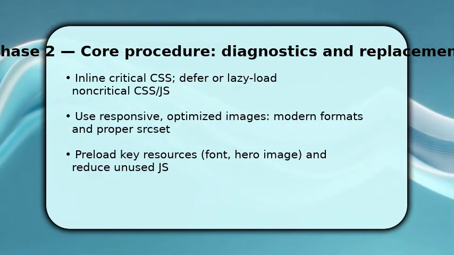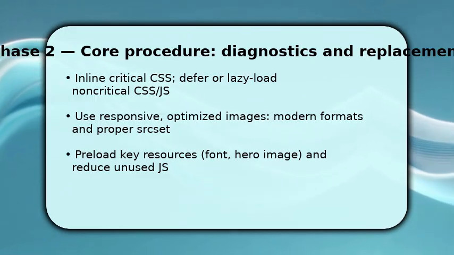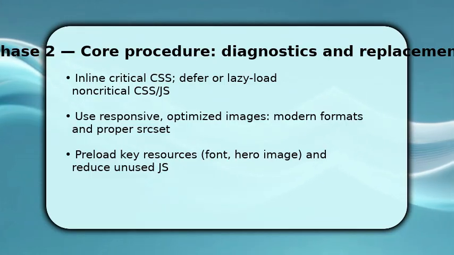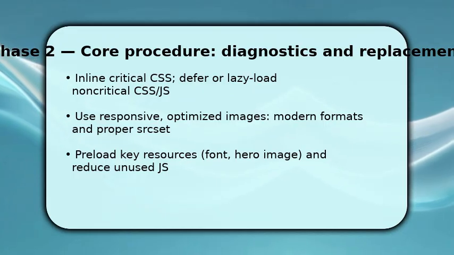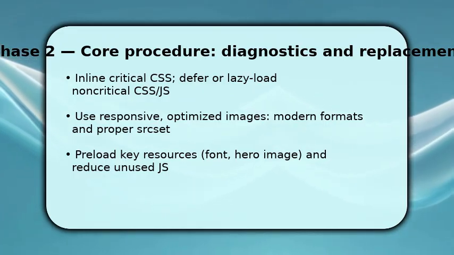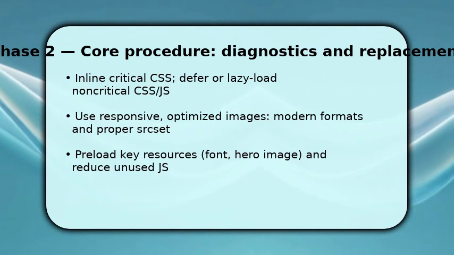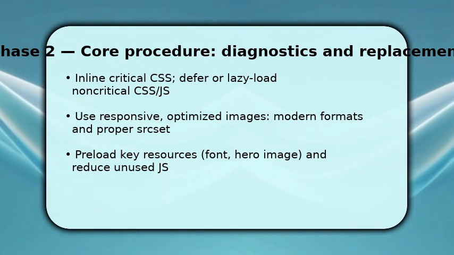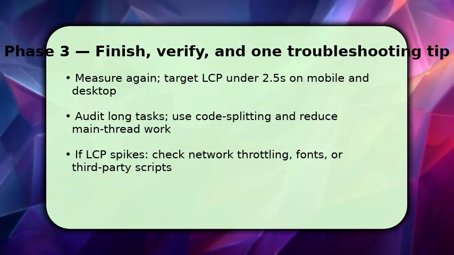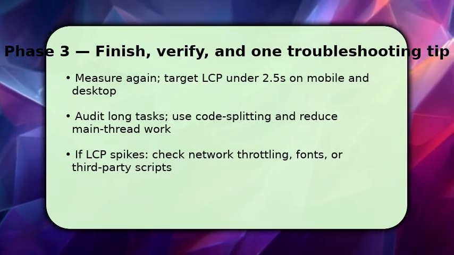Serve AVIF/WebP or compressed JPG/PNG with proper srcset for device sizes, because the hero image often is LCP. Preload the font or hero image to prioritize them in the browser pipeline, and remove or split unused JS, so parsing and execution are faster. You finish by remeasuring LCP across real devices and network conditions.